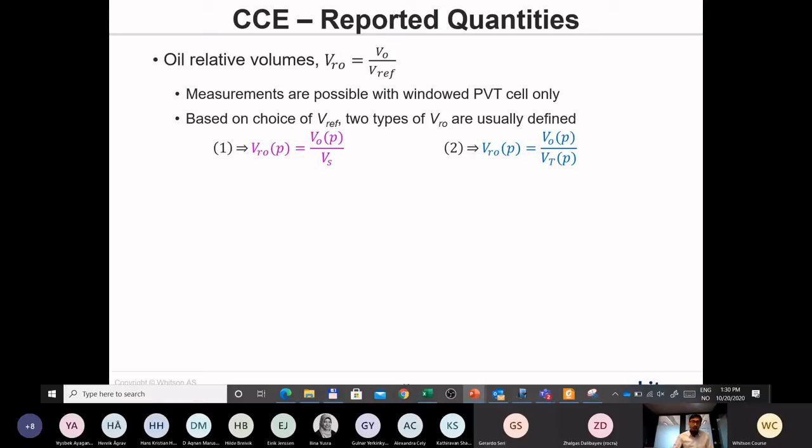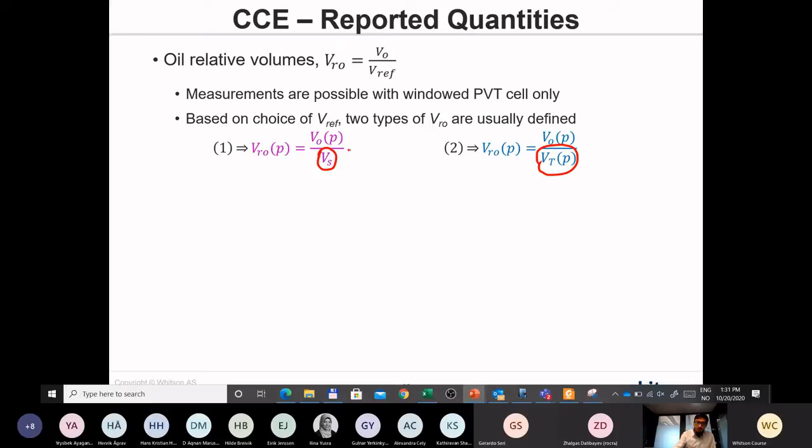Now, there are actually two different types of VRO values you may find in the PVT report. There is one VRO where the reference volume is the saturation pressure volume, so the volume at the saturation pressure, that's this one here. And then there is another VRO where the reference volume is the total cell volume, which is changing with respect to pressure. So here it's constant, here it's changing with pressure.